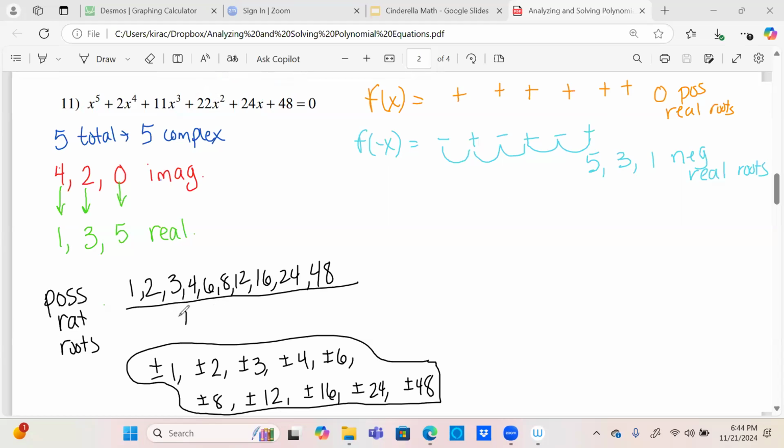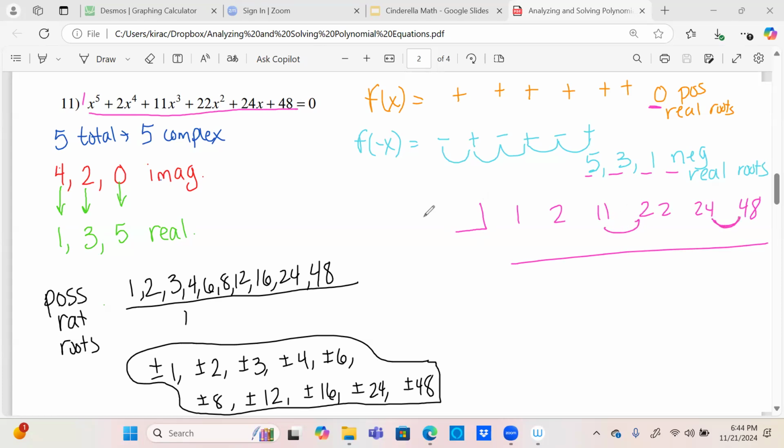You're just going to guess from the list. But look, we know we have 0 positives and we definitely have some negatives. So guess a negative. So let's set up synthetic. You put a little box to the side and then you put all your coefficients. So we're putting 1, 2, 11, 22, 24, 48. Okay. See how 11 and 22, that's like times 2, and same right here. So I'm going to guess a 2, but I won't guess the positive one because this doesn't have any positive answers. I'm going to guess a negative.